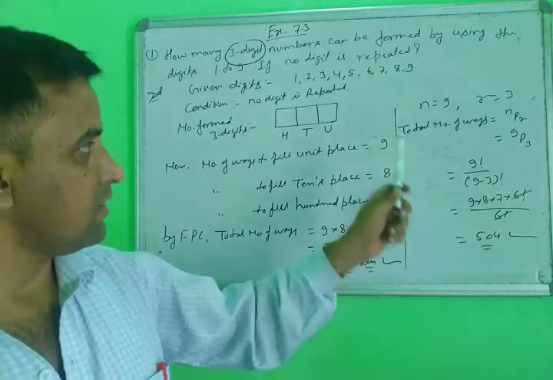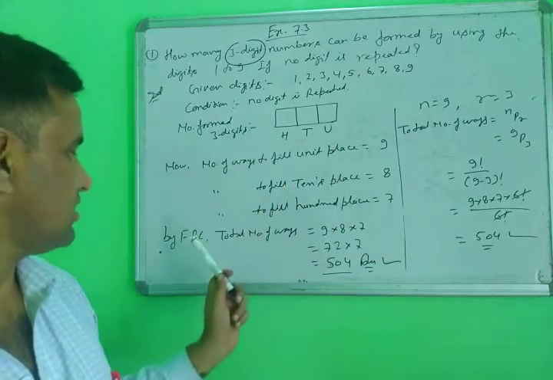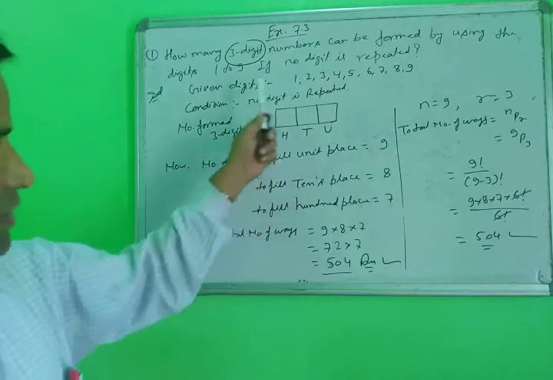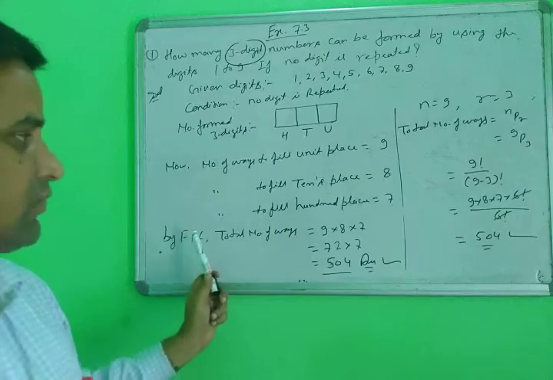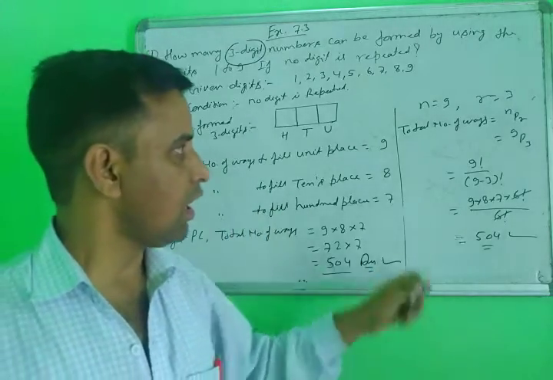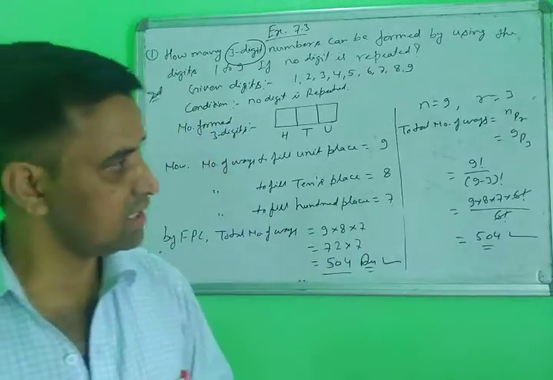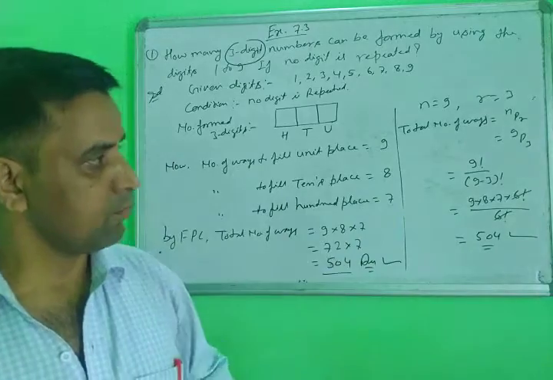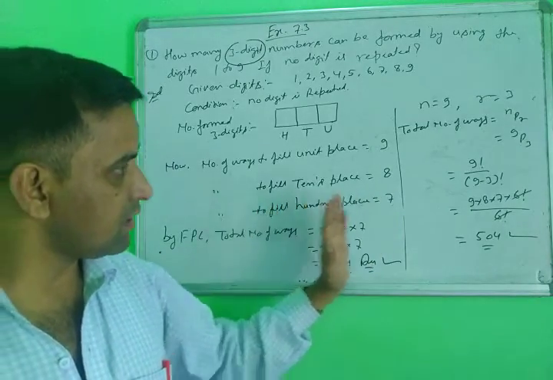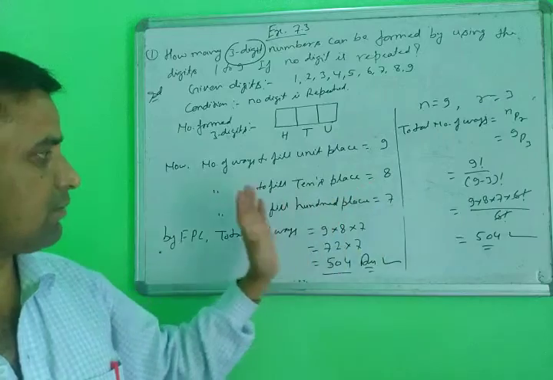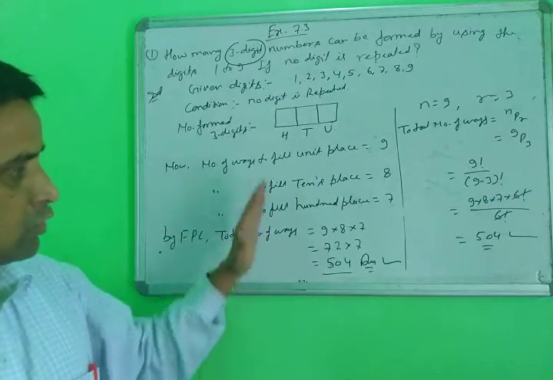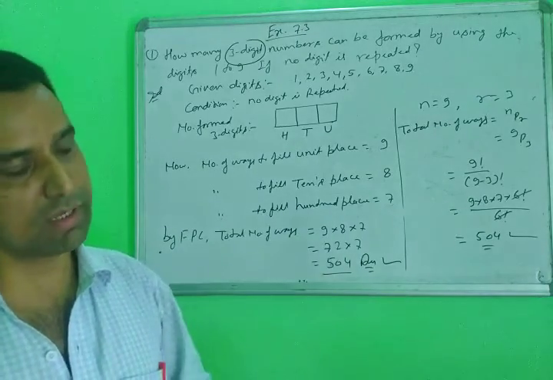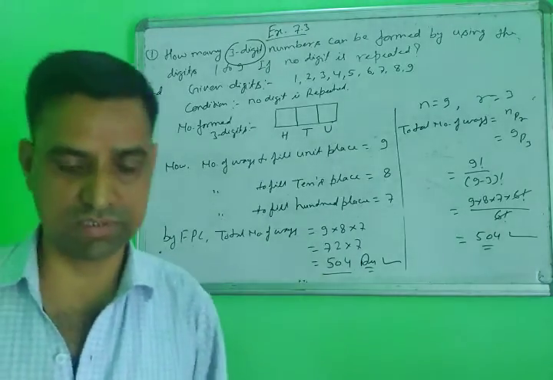The name of this method is FPC, the Fundamental Principle of Counting, or the name of this method is permutations. So simply using nPr, you get the answer. But if a special method is asked, such as solving by FPC, then you solve in that way. Whichever method you use, the answer will be the same. Yes, note it down, then next questions.